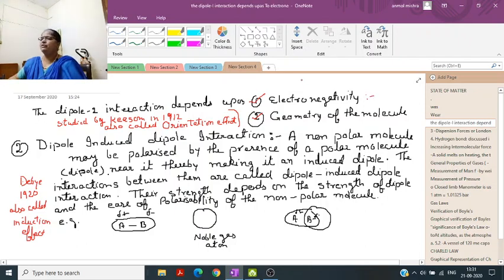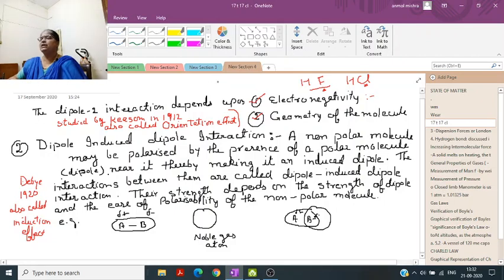So I have given you an example, that is HF and HCl. If we compare this, so HF molecule, this F is more electronegative than Cl, so the dipole-dipole interaction between HF molecules will be greater than HCl molecules. Now second is geometry of the molecule.